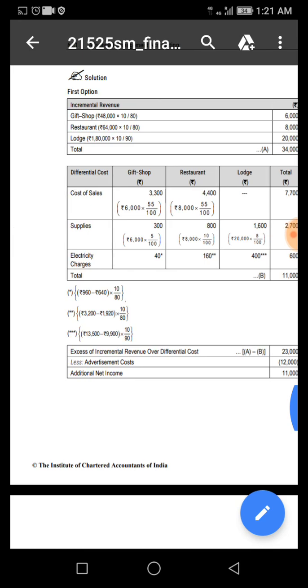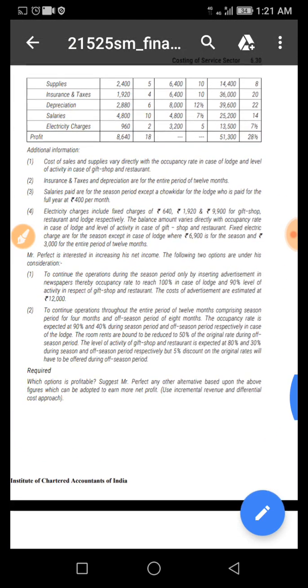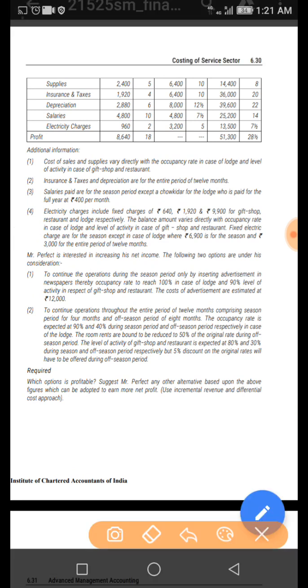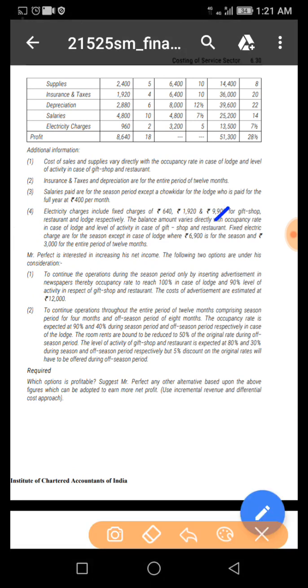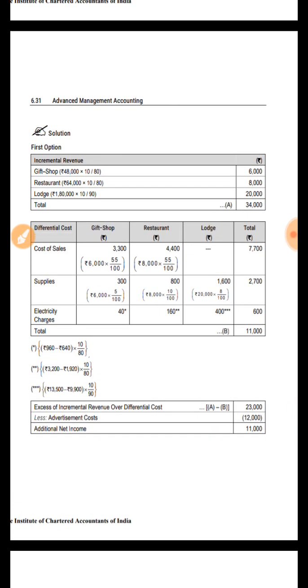This 9,900 we have to reduce. Given here, no, 9,900. इसका application कब आएगा? That I'll tell. जब इसका application आएगा that time I'll tell. Okay. Fine, that's all.